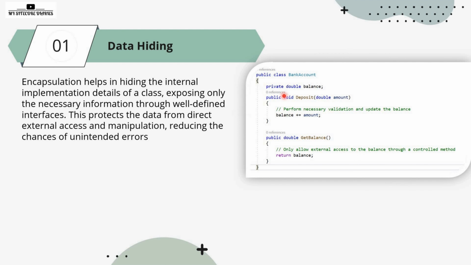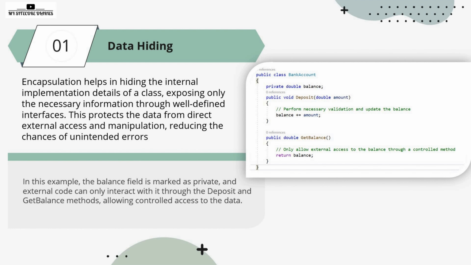GetBalance only allows external access to the balance through a controlled method. So you know the field is balance, but outside this BankAccount, if you want to access the balance variable or field, that is not possible because it is private. But if you want to know the balance, we have given the method GetBalance here. Okay, so that method is actually providing you the balance. So you are hiding this balance field from outside the BankAccount.